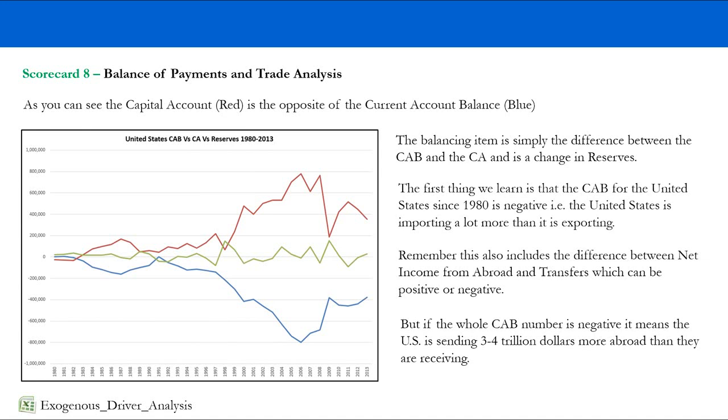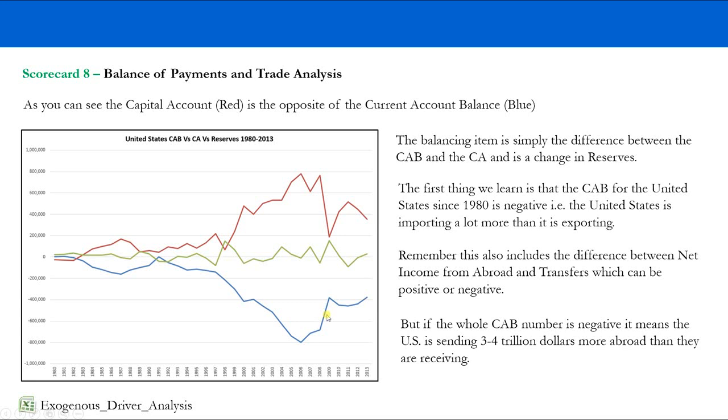What we've charted here is the United States balance of payments. The way this is broken down is we have the capital account charted in red, and we have the opposite of the capital account, or what it's supposed to be in theory, the current account balance in blue. You can see that the capital account is positive and the current account balance is negative.